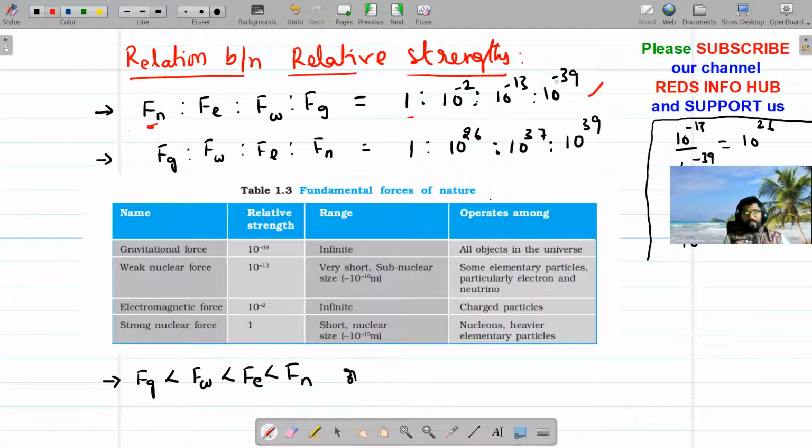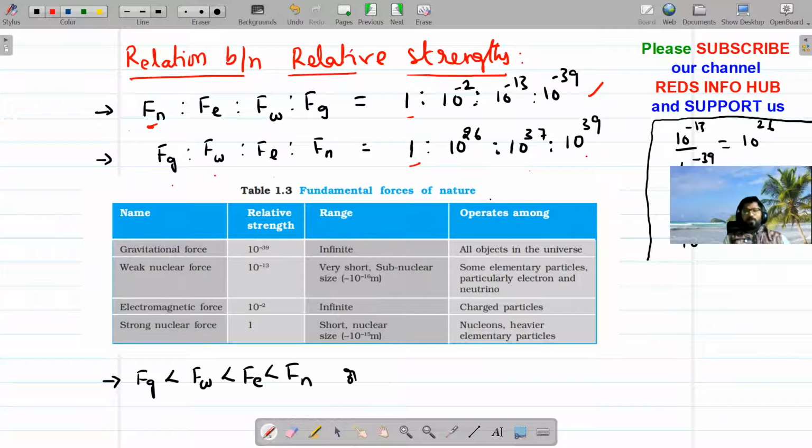Then, if you want to take positive powers of 10, the order you can take like this: the ratio among gravitational forces, weak nuclear forces, electromagnetic forces and nuclear forces. If you take gravitational force strength as 1 unit, then weak nuclear forces will be 10 power 26 times that of gravitational forces, electromagnetic forces are 10 power 37 times that of gravitational forces, and nuclear forces are 10 power 39 times that of gravitational forces. This gives an idea of the relative strength between these fundamental forces in nature.